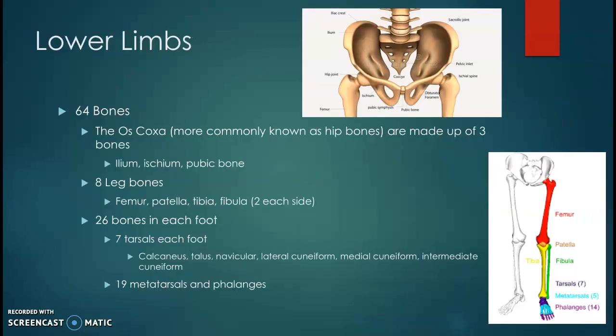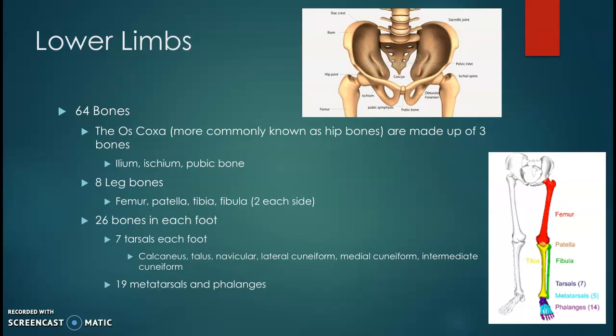Sorry about that. Now we're going to go back to the lower limbs. So there are also 64 bones in the lower limbs. So it's starting to add up to 206, even though it doesn't seem like it sometimes.